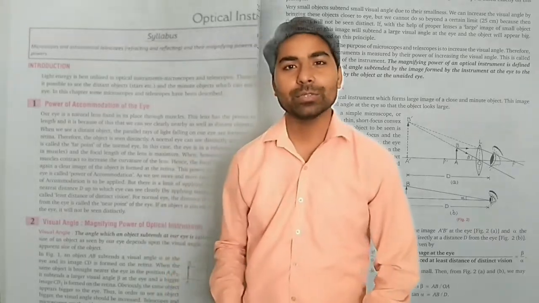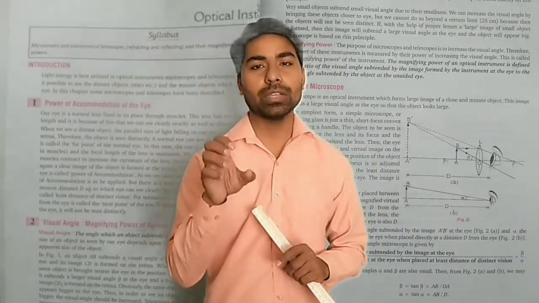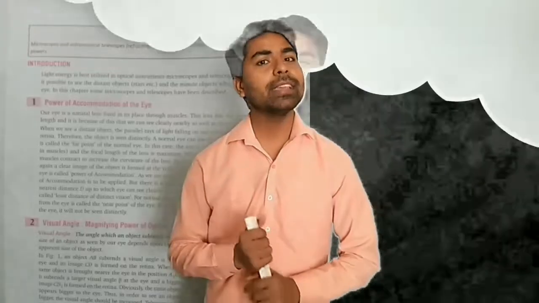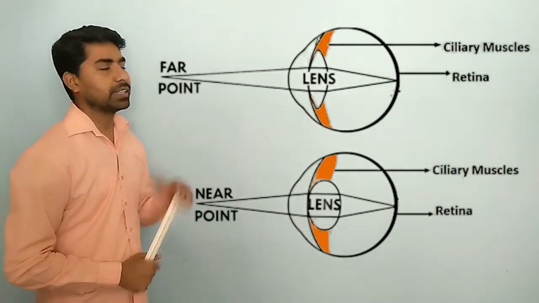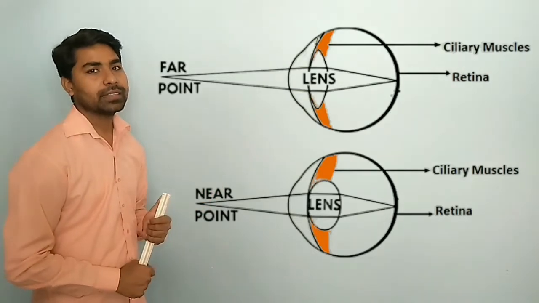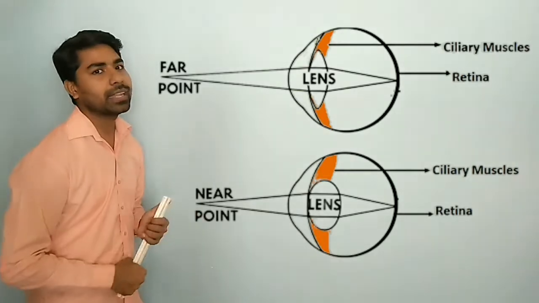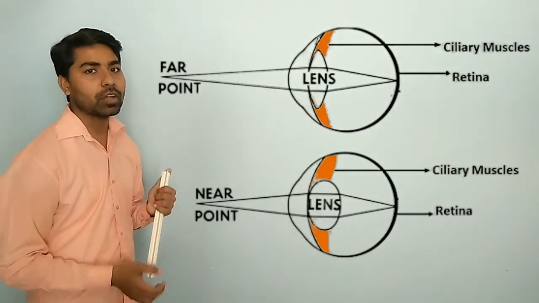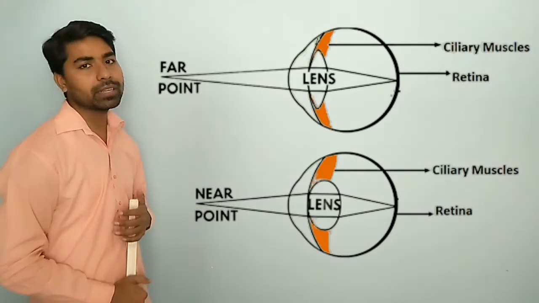In the same way, the eye does this using ciliary muscles. When the ciliary muscle compresses the lens, the focal length decreases. And when the ciliary muscles relax, the focal length increases. I have shown you this diagram. In the first case, the ciliary muscles are relaxing, the lens is very thin, so you can see the far point, means longer distance. But in the second diagram, the ciliary muscles are contracting the lens. The lens is thick, thick means broader, and the focal length decreases, so you can see the near point.